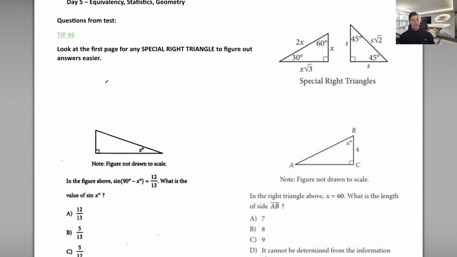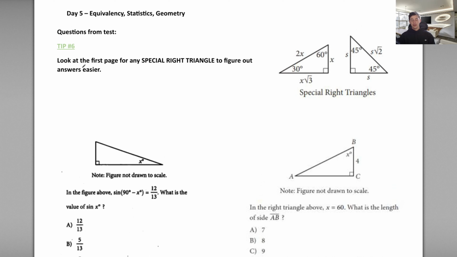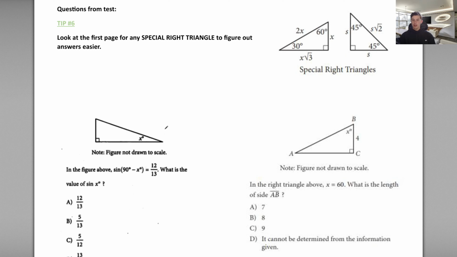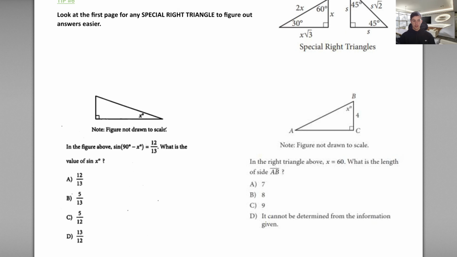Questions from the test. Tip 6, it's a very good tip. When you deal with right triangles, always look at the first page and see if you're dealing with any special right triangles, which are the 45, 45, 90, and the 30, 60, 90 right triangles. This is going to make your life much easier, trust me.